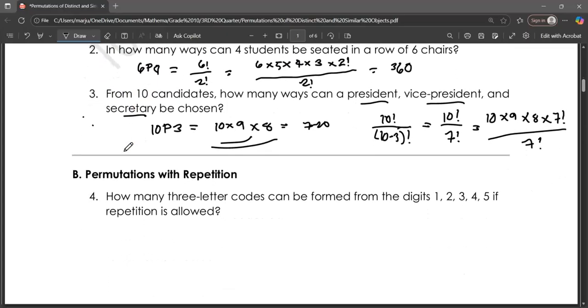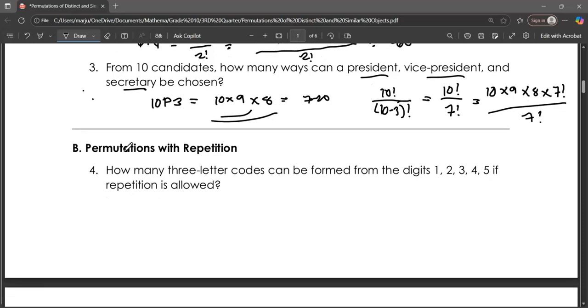Let's do letter B, permutations with repetition. Question 4. How many 3-digit codes can be formed from the digits 1, 2, 3, 4, 5 if repetition is allowed? Meaning you have here a 3-letter or 3-number code. Nonetheless, the concept is the same.